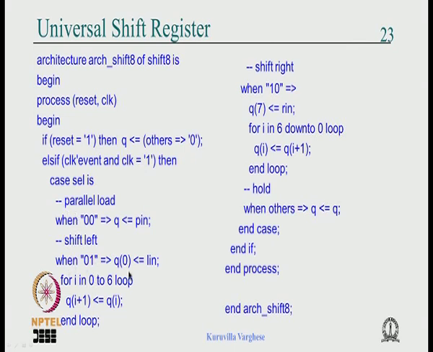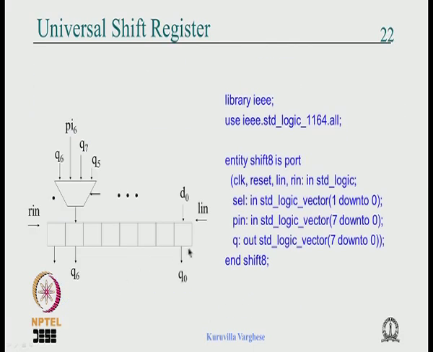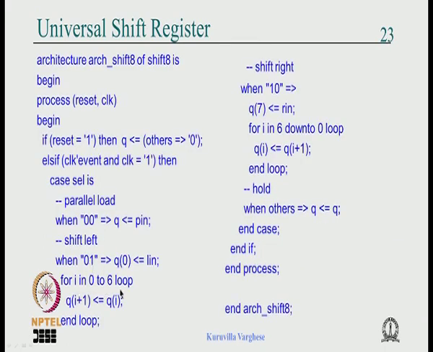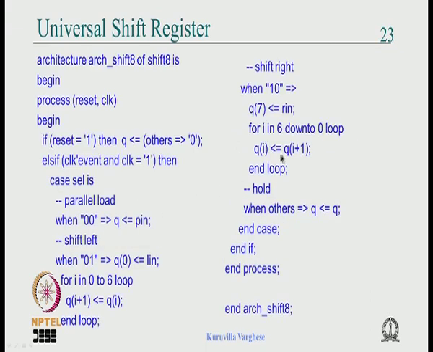Shift left when 01: Q0 gets L in, so Q0 is getting the L in, and then we can write a loop where for I in 0 to 6 loop, Q(i+1) gets Q(i). For the shift right, Q7 gets the R in, and Q6 gets Q7, that means Q(i) gets Q(i+1). It's opposite to that, end loop. And in the others case, that means when 11 is there or all other cases, Q gets Q.